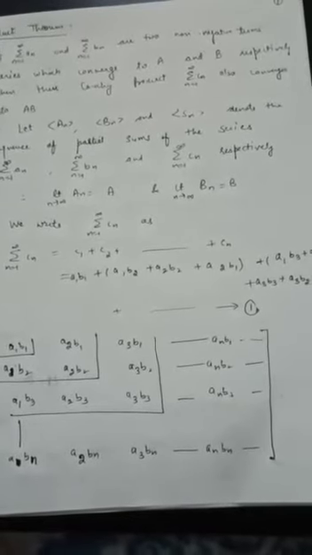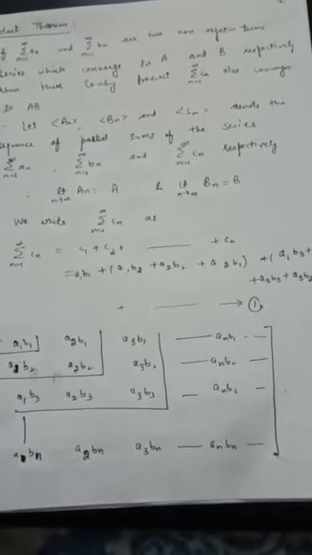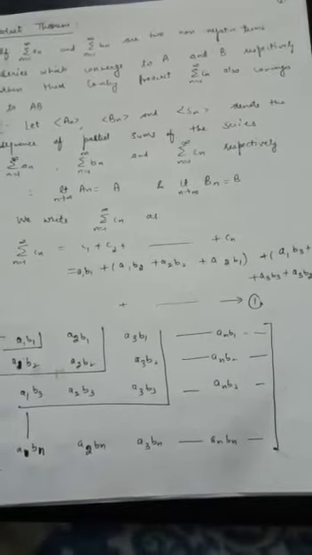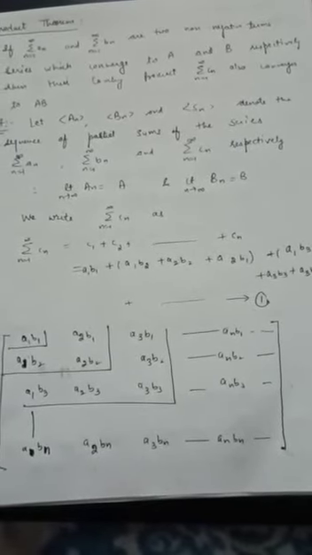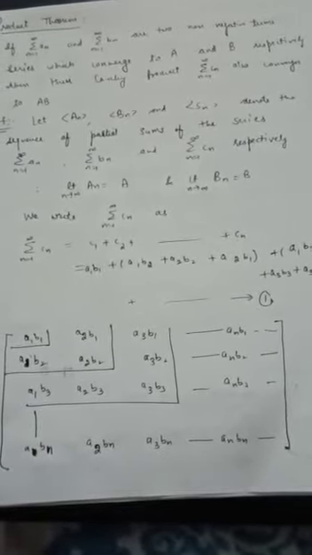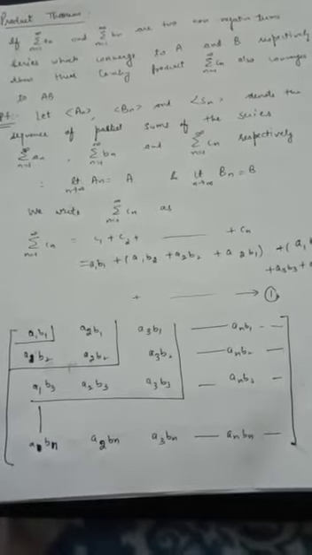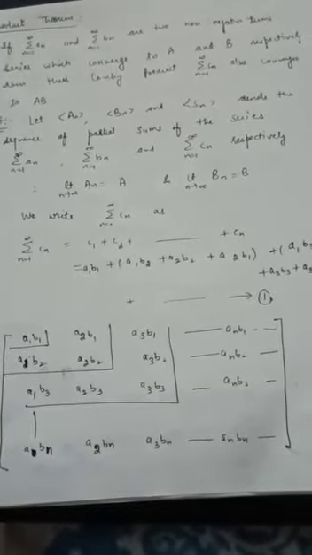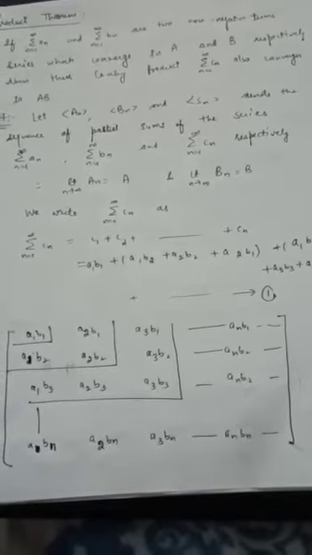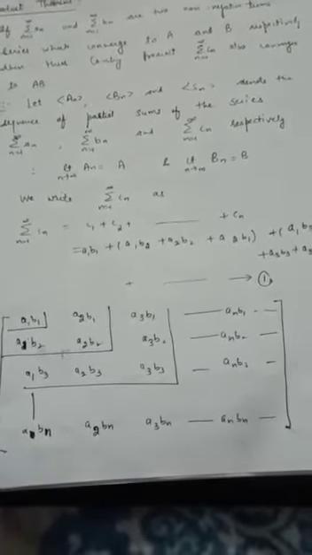If any series summation an is convergent, that means the sequence of nth partial sums of this series is convergent. Means limit n tends to infinity of sequence of partial sums is that finite term.